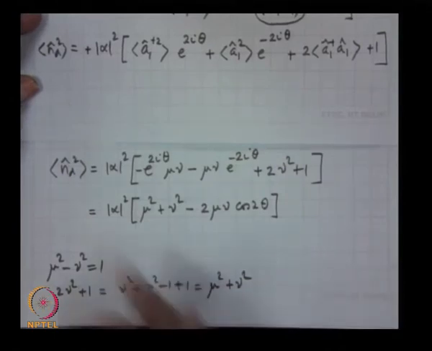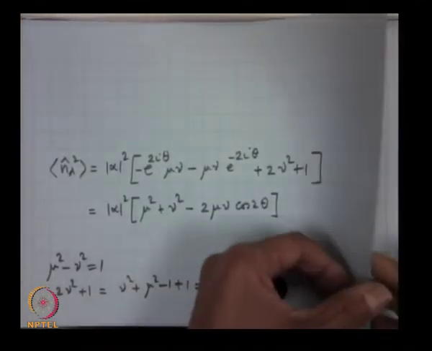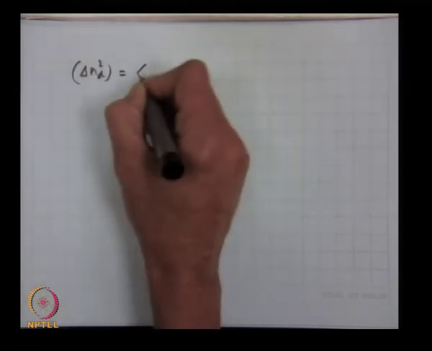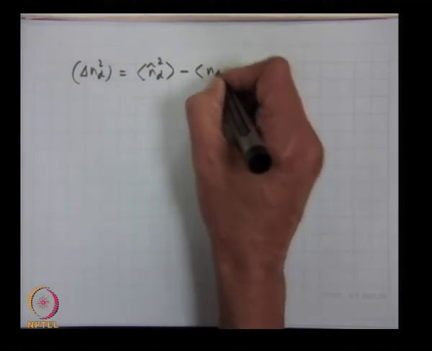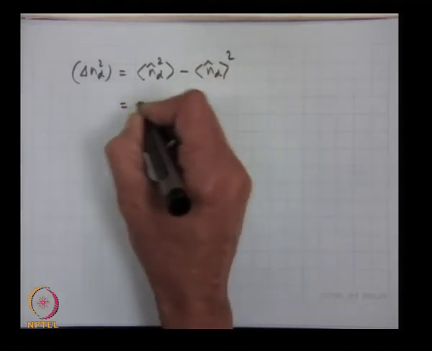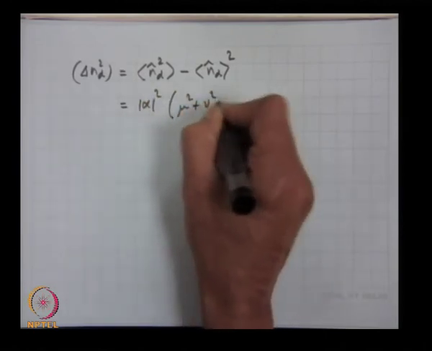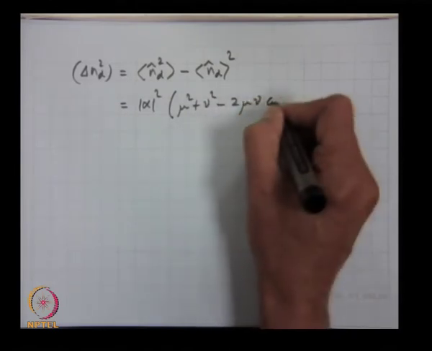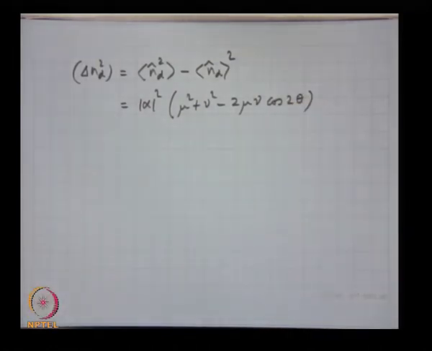Okay, so that's nd square. Expectation value of nd is 0. So what is the variance in the signal that's coming out from the difference? I will get delta nd square is equal to nd square expectation value minus nd expectation value square, which is equal to mod alpha square into mu square plus nu square minus. You saw a similar expression in squeezed state.